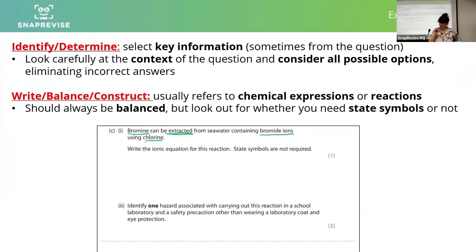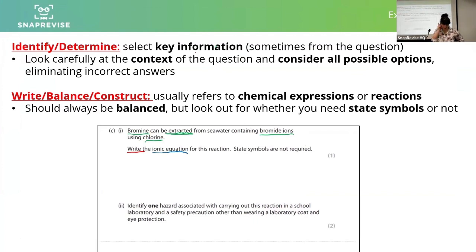Let's come back. Yeah. Write is the command word. So I'm looking for probably an equation of some kind, an ionic equation specifically. And that is my direction. So I'm looking for the ionic equation for this reaction. Have a think about what you might write if this were your exam paper.